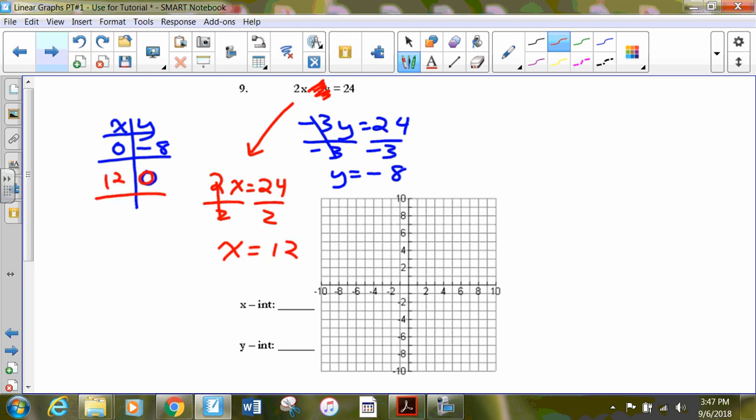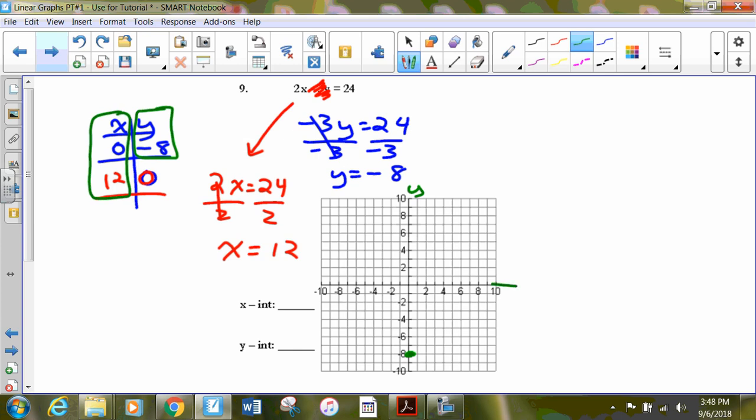All right, so let's see. How do we graph this? This shows us that y is equal to negative 8, right? When x is equal to 0, we go to the y-axis. We put a dot on negative 8. This shows us that x is equal to 12.